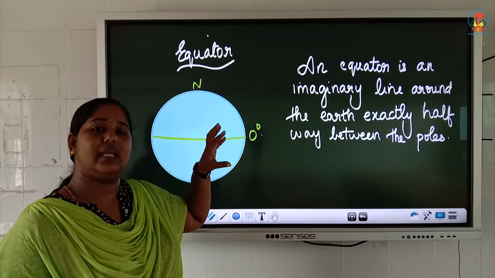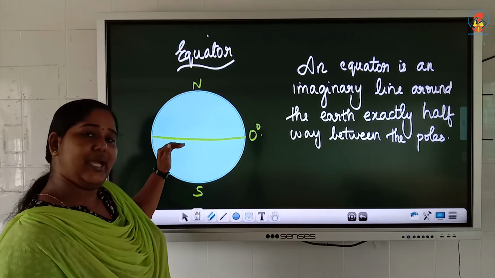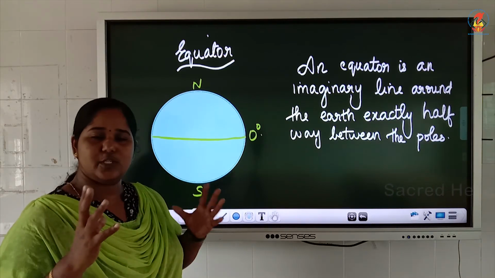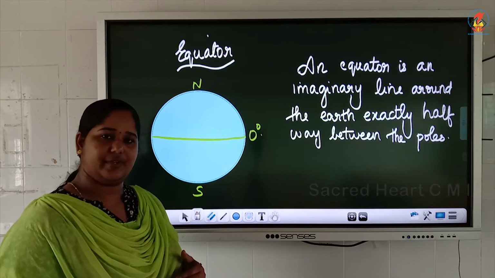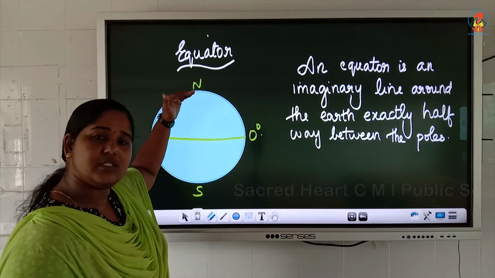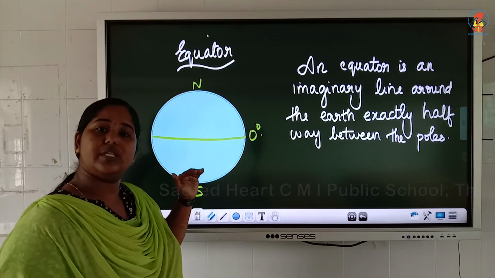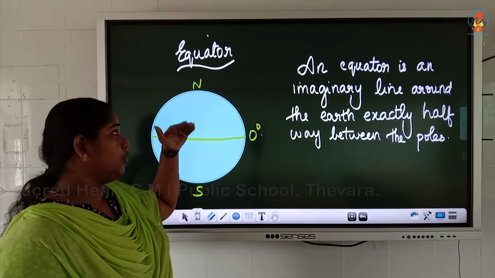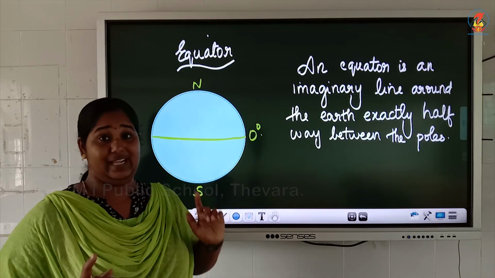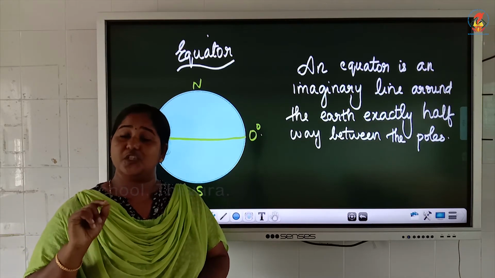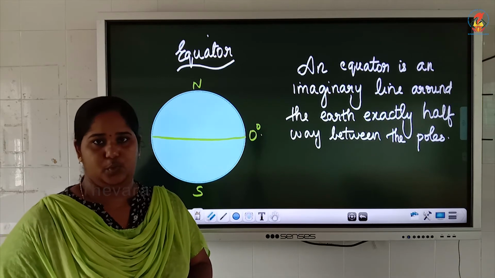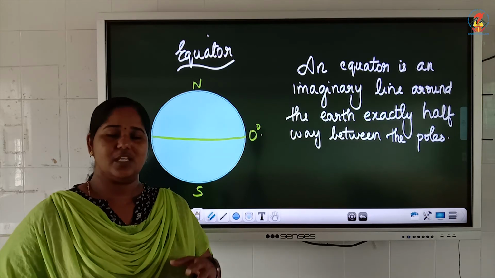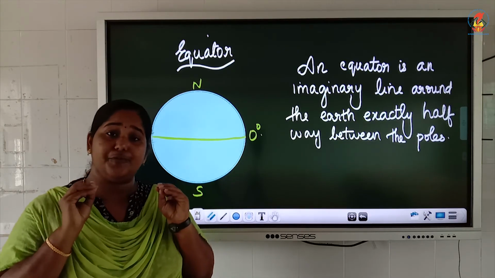It is 0 degree in the equator, the temperature. Equator divides Earth into two hemispheres. Hemispheres means half of the sphere. So Earth is assumed as a sphere. So half of the Earth is called hemisphere. So the upper portion with North Pole is called Northern Hemisphere and the lower portion with South Pole is called Southern Hemisphere. So equator divides Earth into Northern Hemisphere and Southern Hemisphere, whereas axis touches Earth at North Pole and South Pole. So two more interesting things, isn't it? Axis and equator.